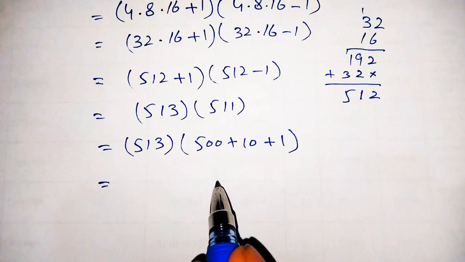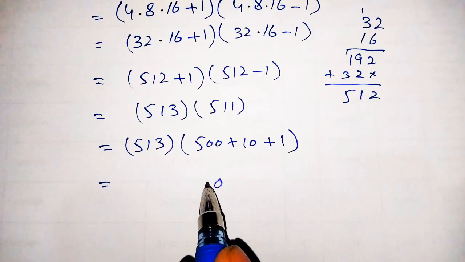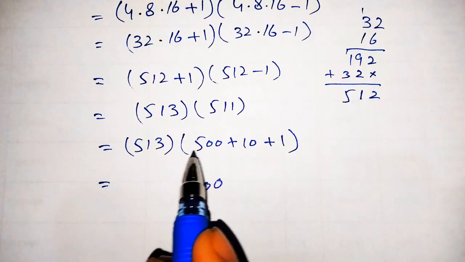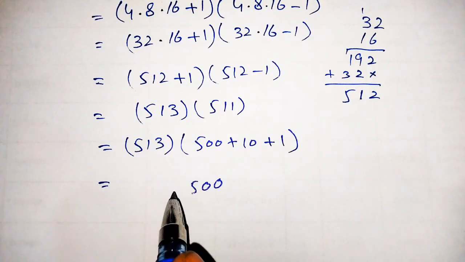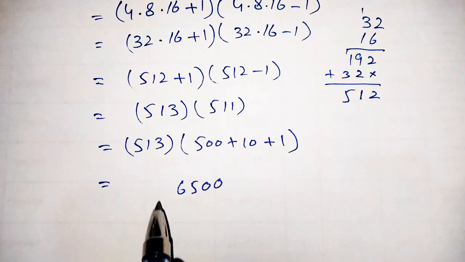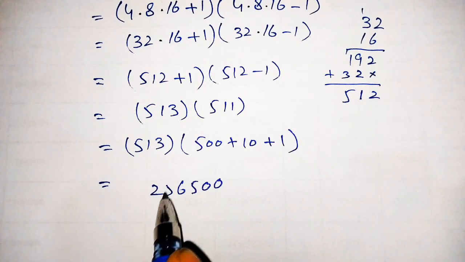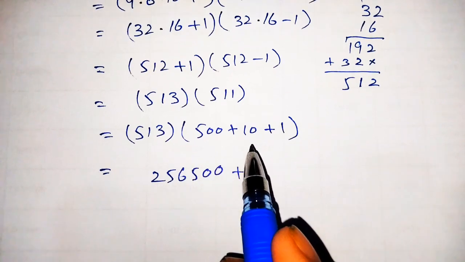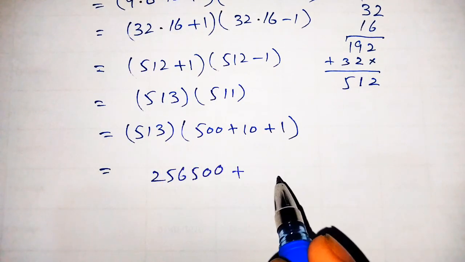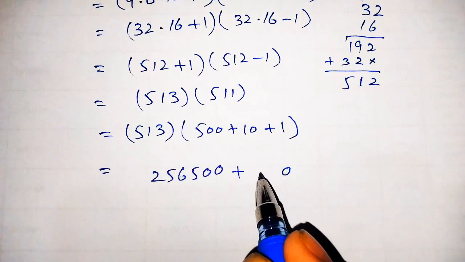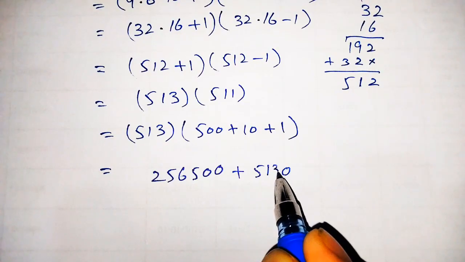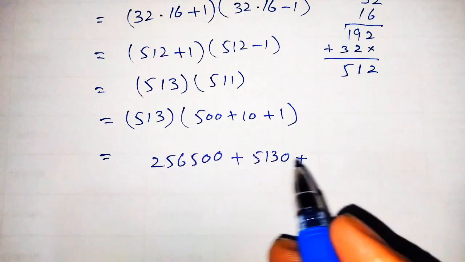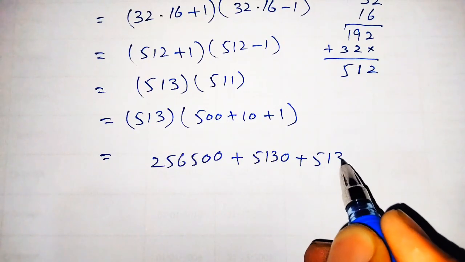0 times this is 0. 0 times this is 0. 5 times 3 is 15, so 5 and 1 in carry. 5 times 1 is 5 plus 1, 6. And 5 times 5 is 25. So we get this, plus. Now we will multiply this term with 10. So 0 times this is 0 and 1 times this is 513, plus. Now we will multiply this term with 1 and we will get 513 again.